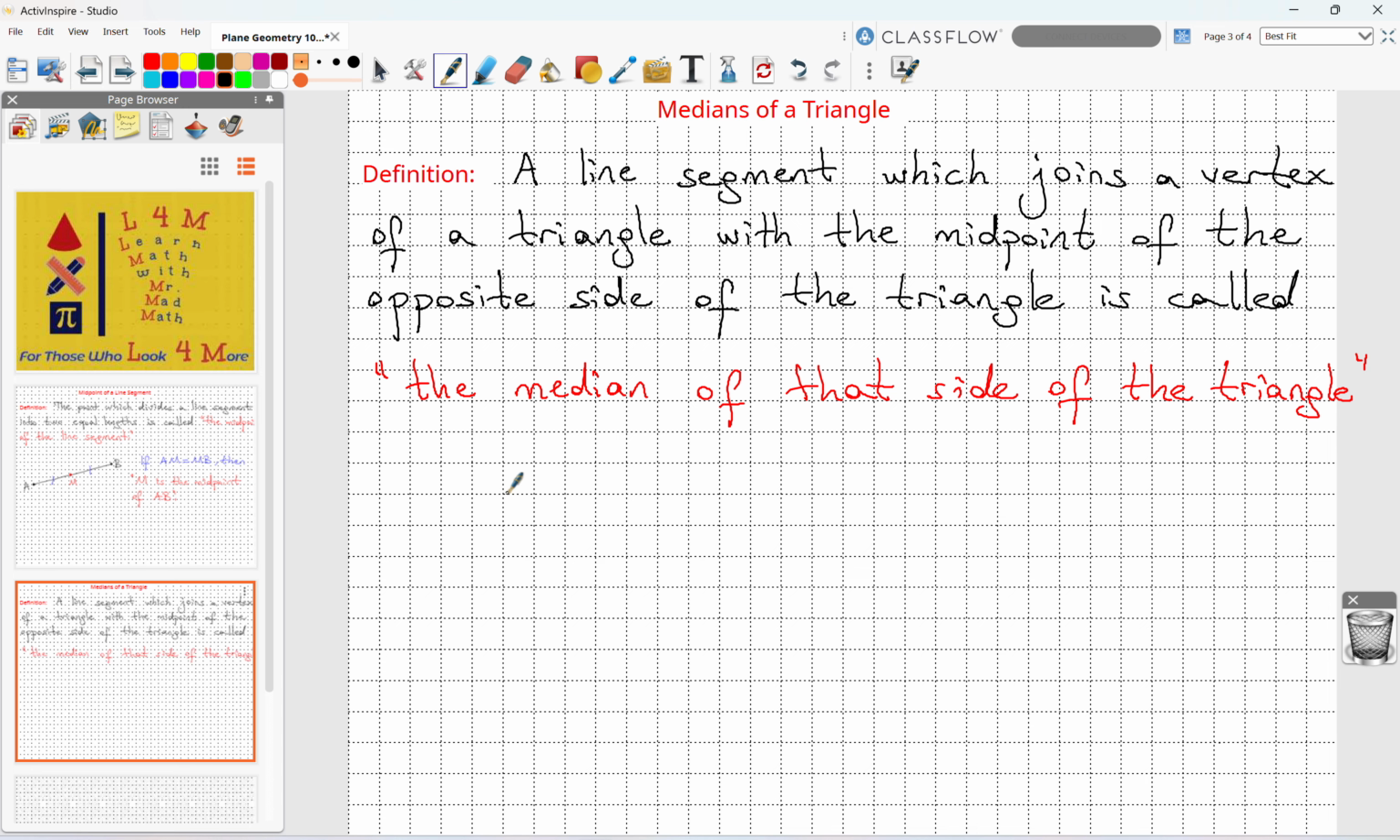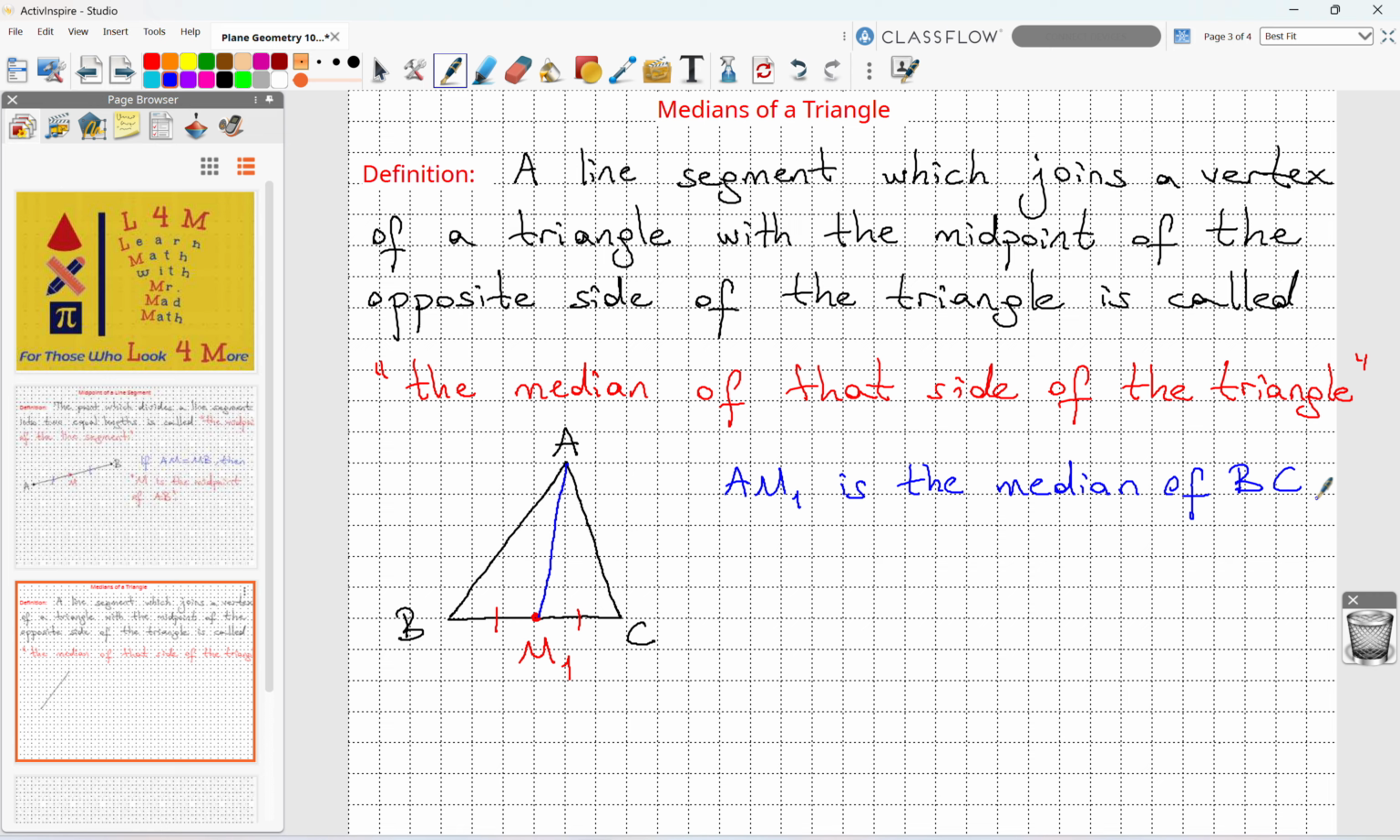So for example, let's say that we have a triangle ABC and let's say that M1 is the midpoint of BC, then the line segment AM1 is the median of the side BC of triangle ABC, where BM1 is equal to M1C, right?